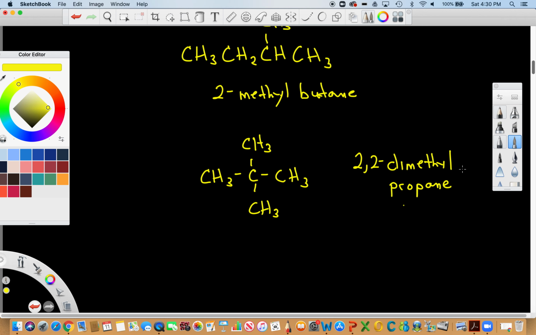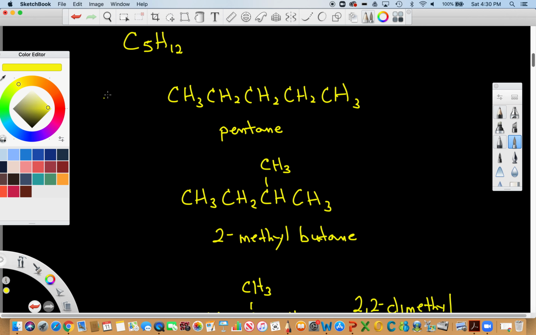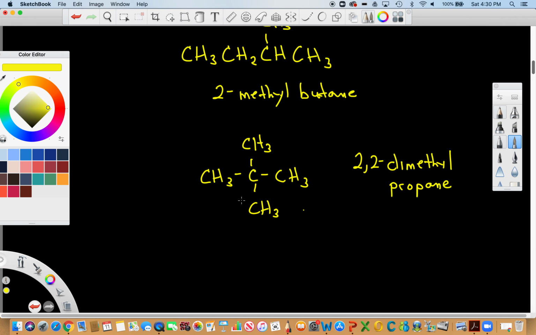Pretty cool. By the way, this one has the highest boiling point because it has the strongest London forces. It's somewhat linear. This is more of a sphere, so it's going to have the lowest boiling point and the weakest of the London forces.